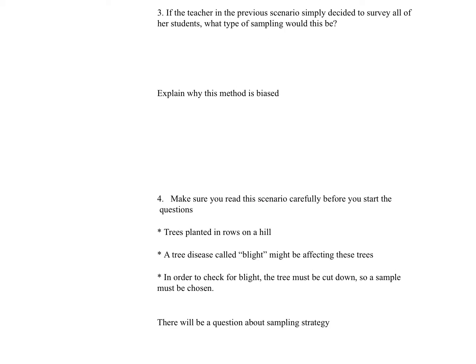Notice this example says, if the teacher in the previous scenario simply decided to survey all of her students, what type of sampling would this be? She's just going to choose her students. That's convenience. And if you remember, if you go back to the previous page, that was one of the 5. So this is an example of convenience.